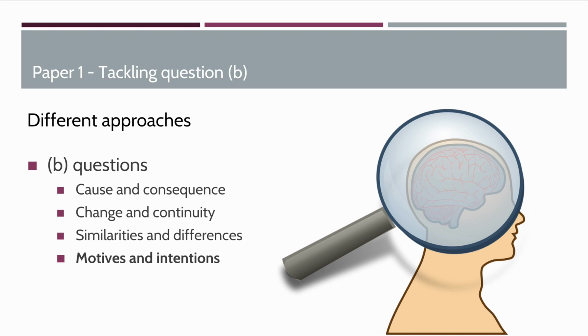So I hope this is a good introduction to B questions. All 4 of these can appear on paper number 1, and in the rest of the video, we're going to take a look at 2 particular types, similarities and differences, and also take a look at cause and effect.